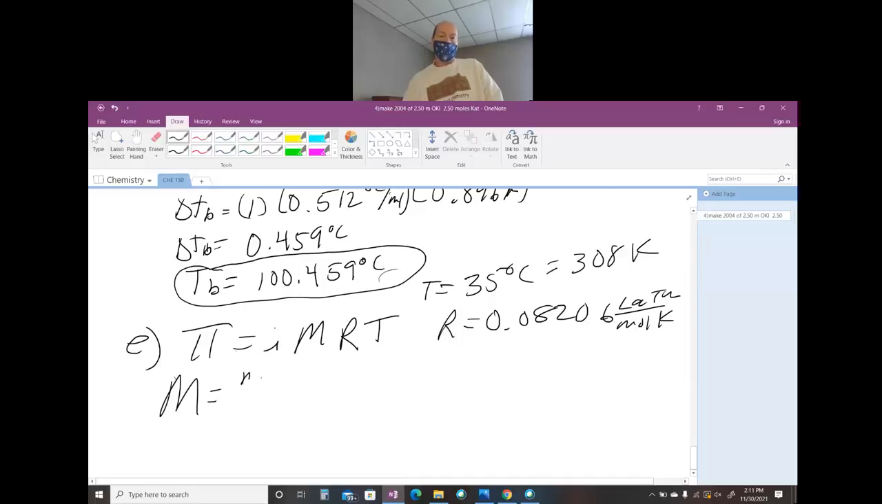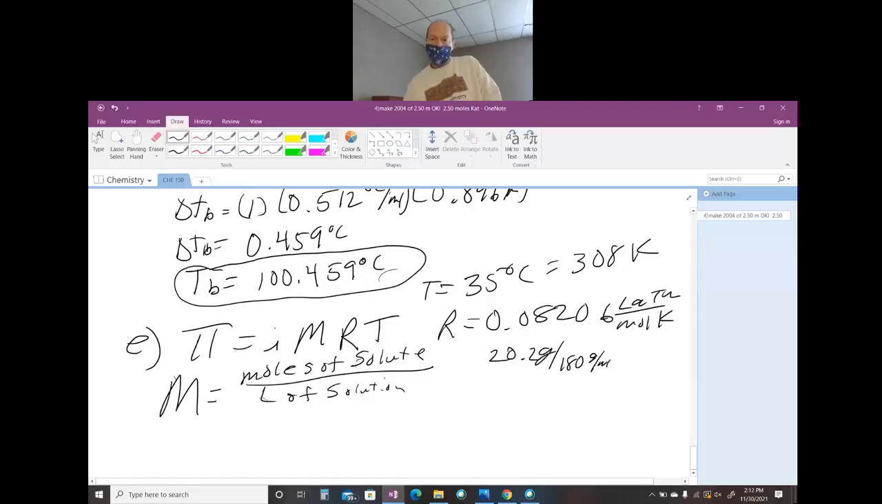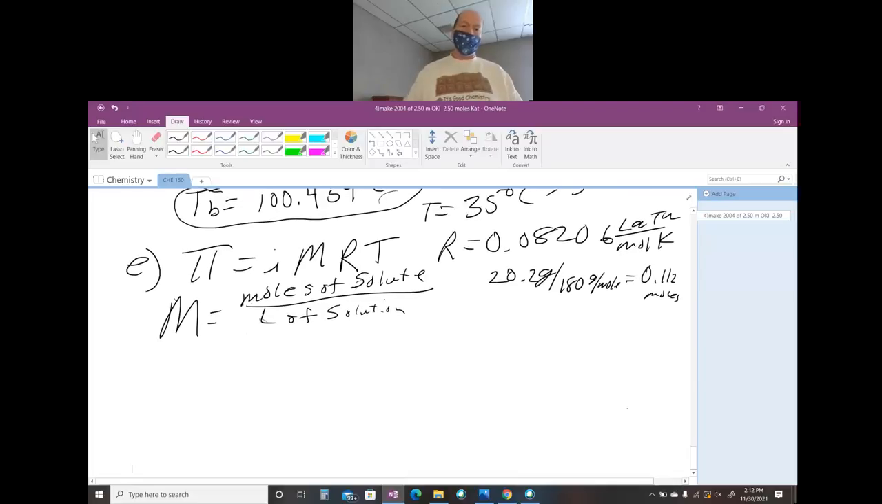So molarity is moles of solute per liter of solution. All right, we've done moles of solute a bunch of times, so we know that that's the 20.2 grams divided by the 180 grams per mole. So we have the 0.112 moles again. So we have that. We know the moles of our solute. So the question here is not that. The question is, how do we find the liters of solution? So this one is much more difficult.